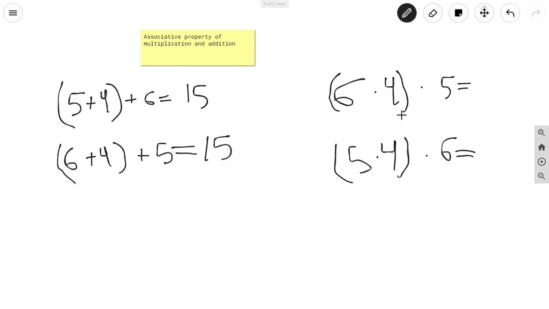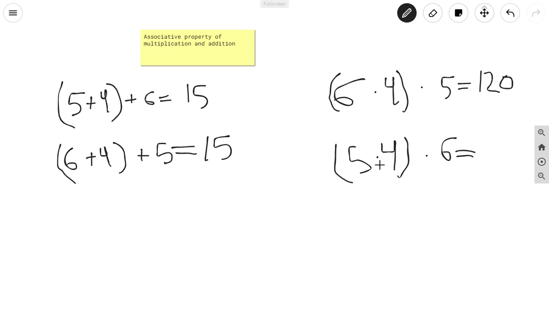And here's the associative property of multiplication. Here I have 6 times 4 to do first, which gives me 24. Alright, 24 times 5. 20 times 5 gives me 100. 4 times 5 gives me 20, so that's 120.